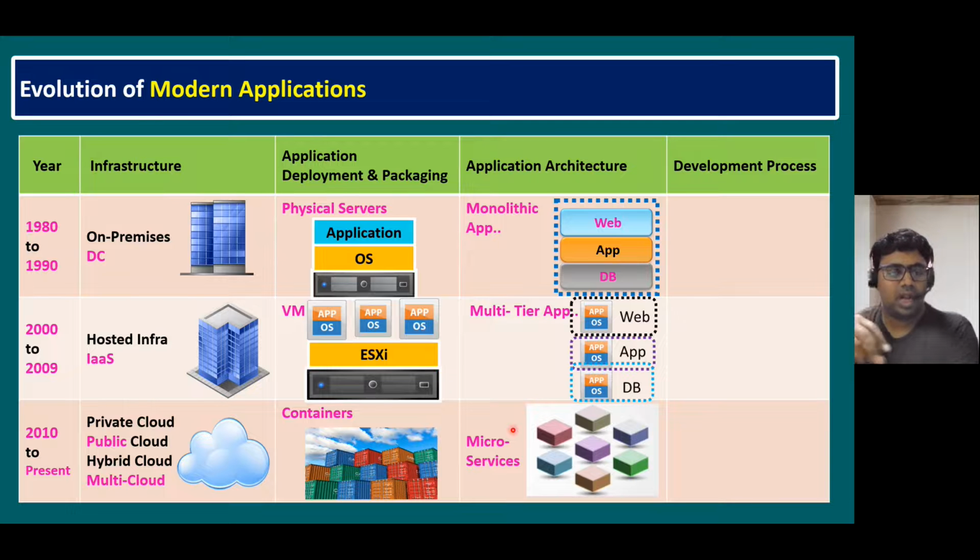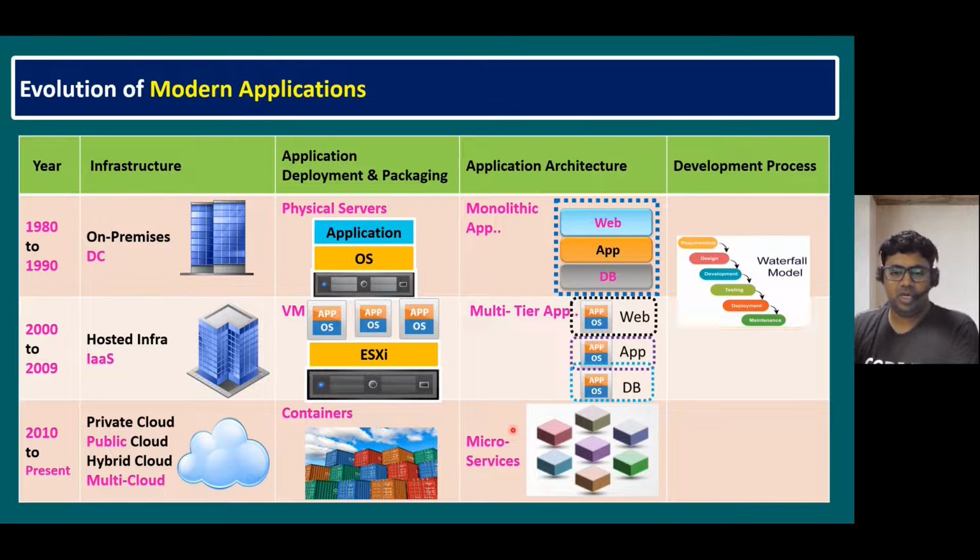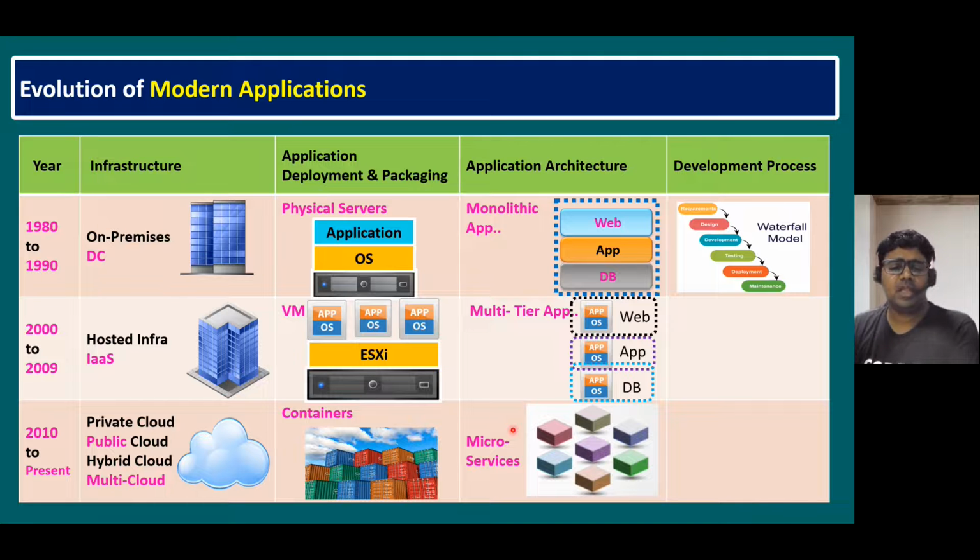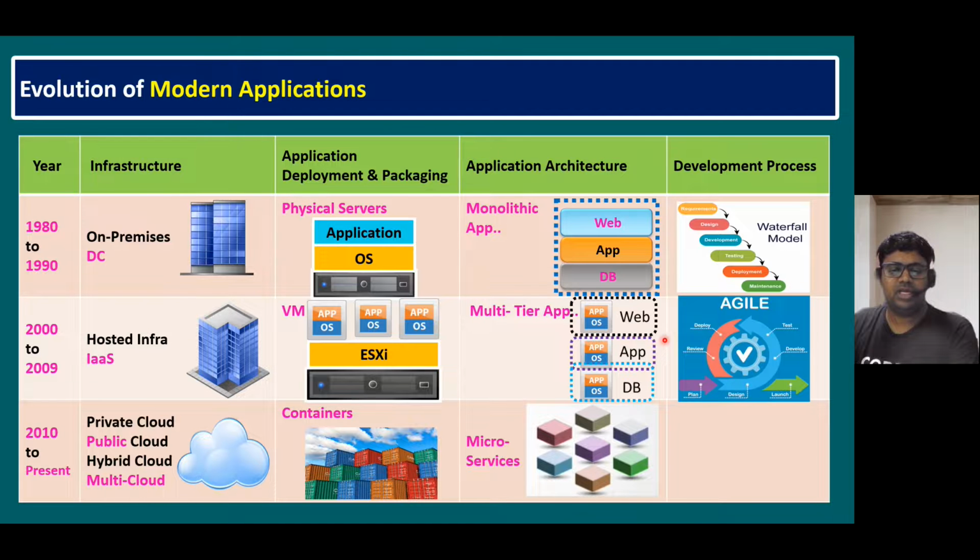Okay, and in order to develop this application, the development process in our previous traditional model is like a waterfall model. In the waterfall model we have some drawbacks. If you want to modify any of the layers or any of the development phases, it's a challenge to modify your development code. That is a drawback in the waterfall model. So in the 2000 to 2009 era, the development process changed to the agile model. In the agile development process, whatever challenges we have in the waterfall model are addressed.